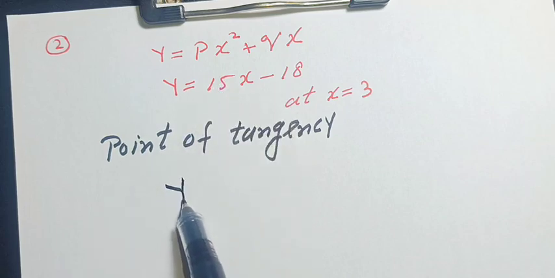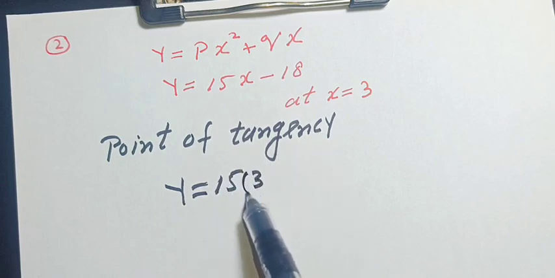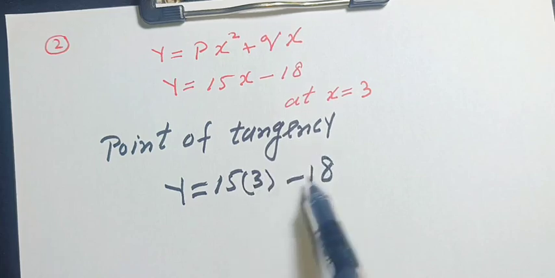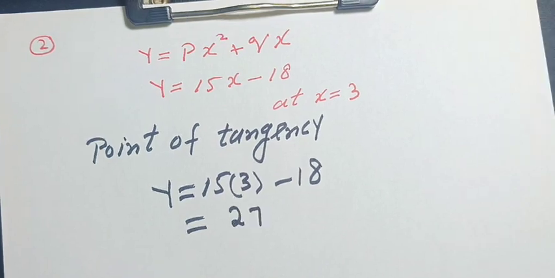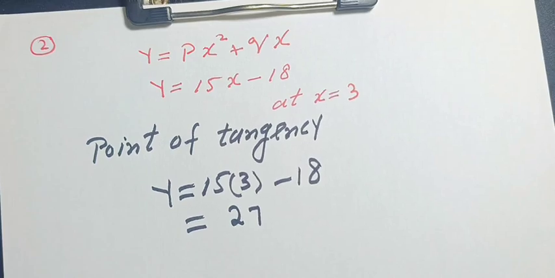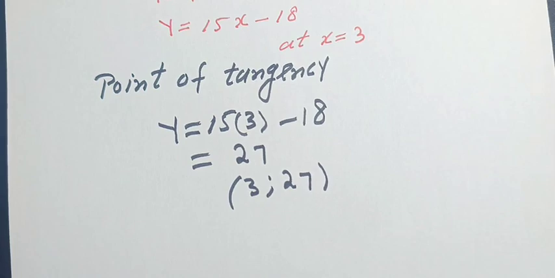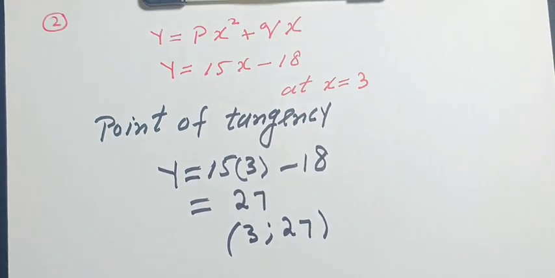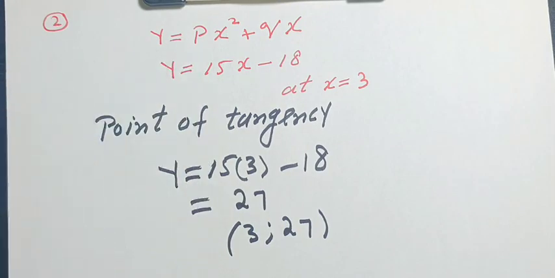So y is equal to, in place of x I'm going to substitute 3, so 15 times 3 minus 18. I solve with the calculator, and the answer is going to be 27. So for the point of tangency we have x equal to 3 and the y value is 27. There we go. Now the second thing we do: now that we have 3 and 27, I'm going to substitute them into the equation of the graph.